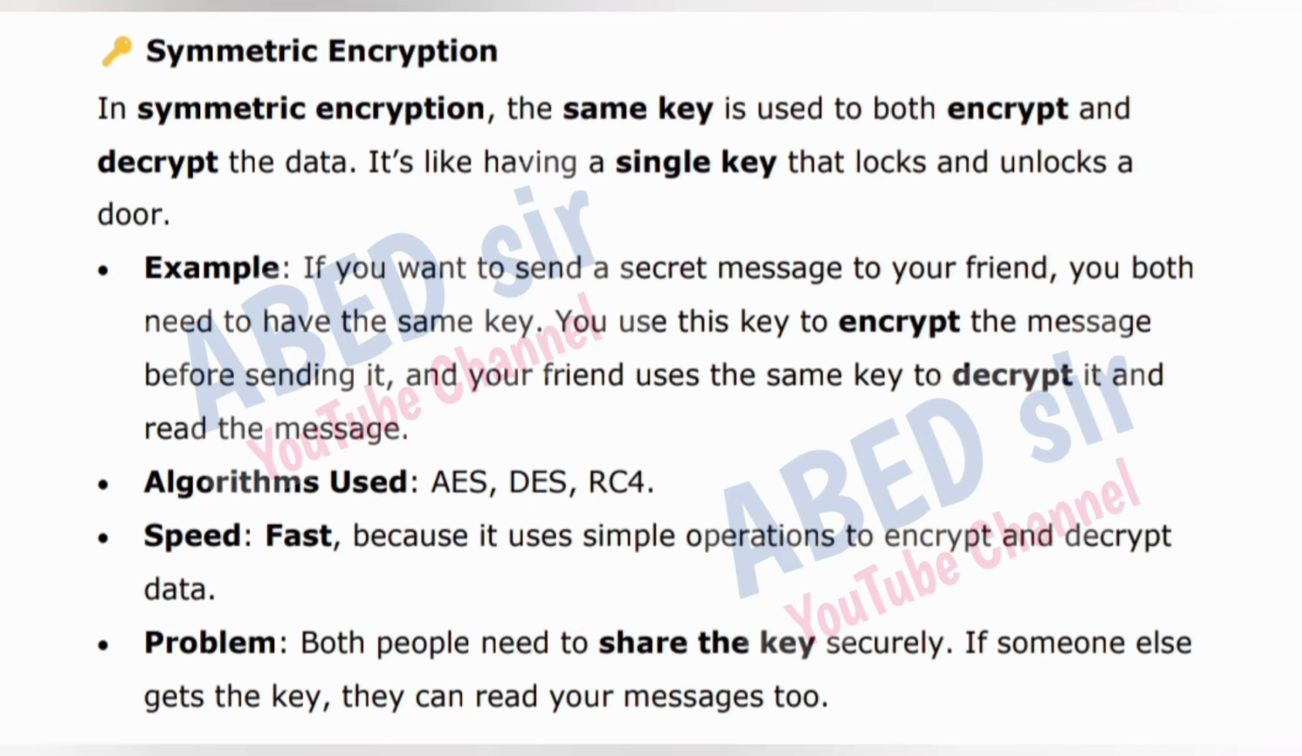Algorithms used: AES, DES, RC4. Speed: fast, because it uses simple operations to encrypt and decrypt data. Problem: both people need to share the key securely. If someone else gets the key, they can read your messages too.